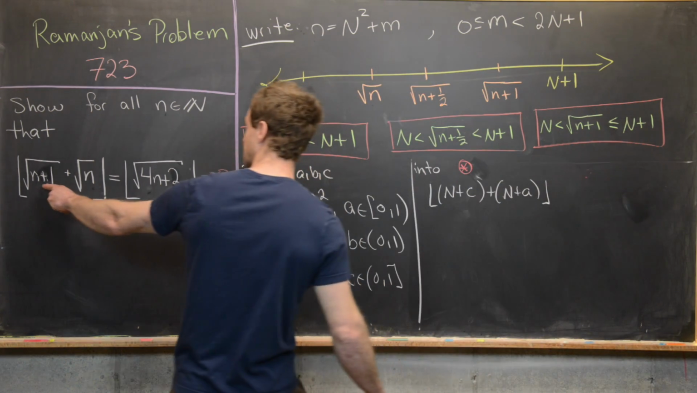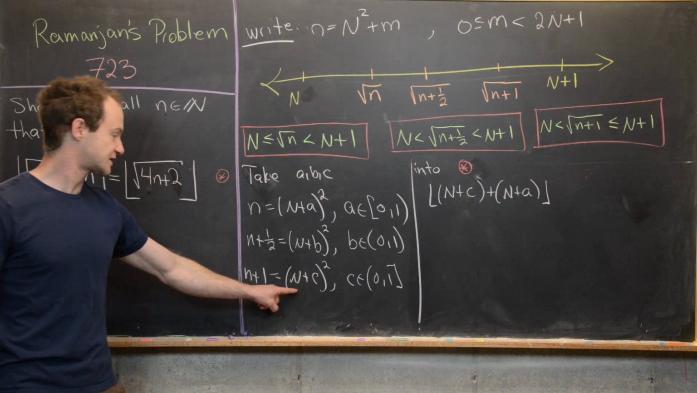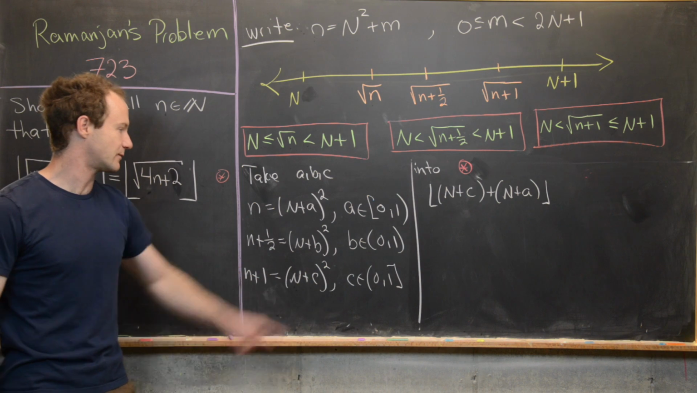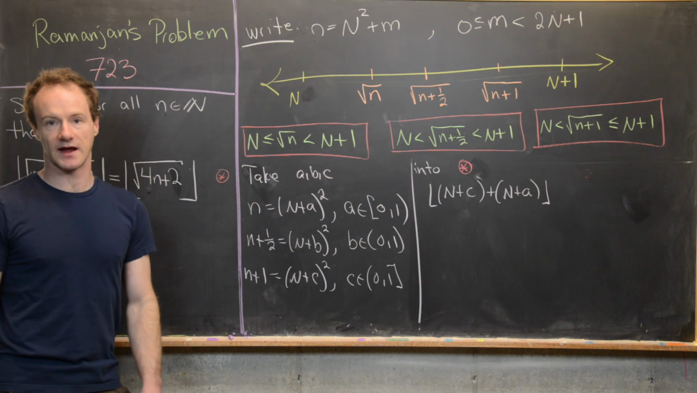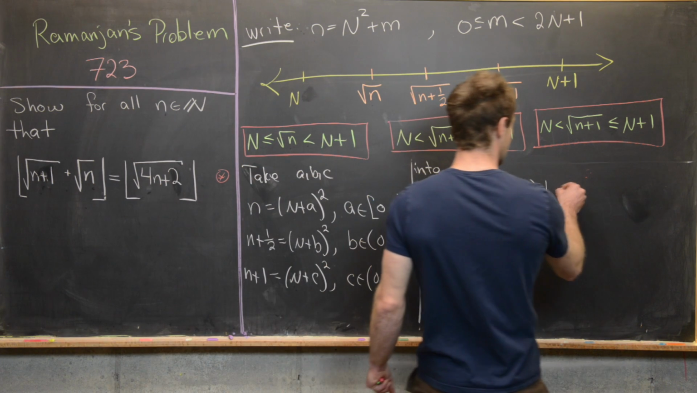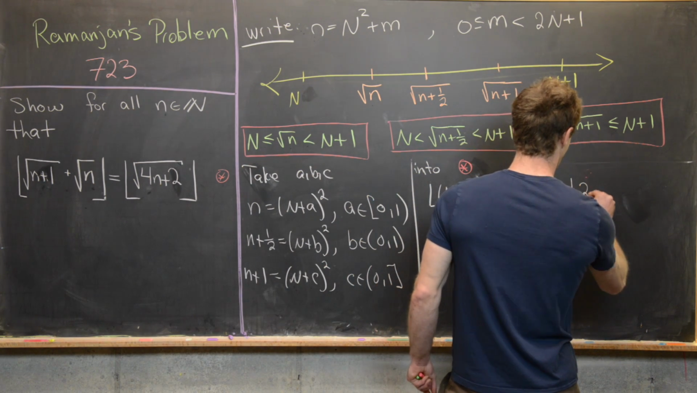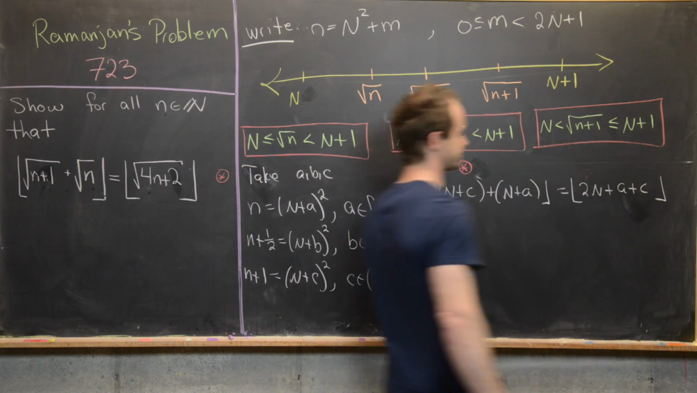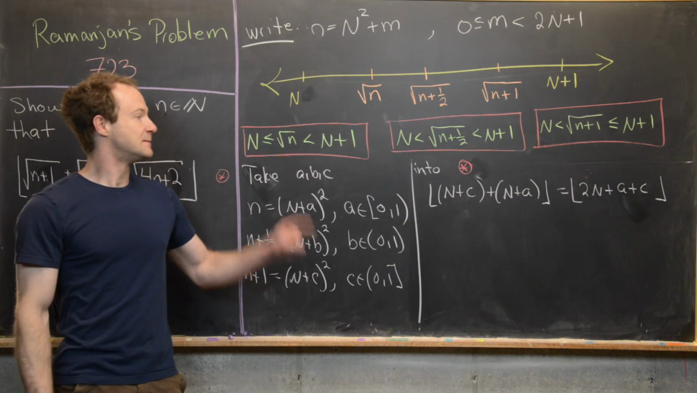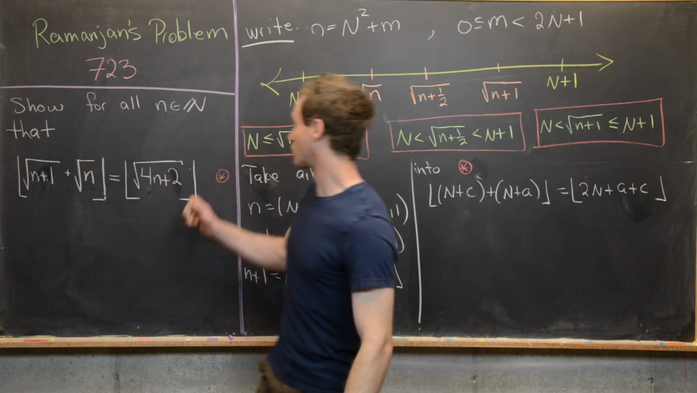So that's because we have the square root of n plus 1. So the square root of n plus 1 now is capital N plus c. And then we have the square root of n, so that's capital N plus a. So notice that simplifies. So that simplifies to the floor of 2N plus a plus c. Great. And now let's go ahead and see what happens to the right-hand side.